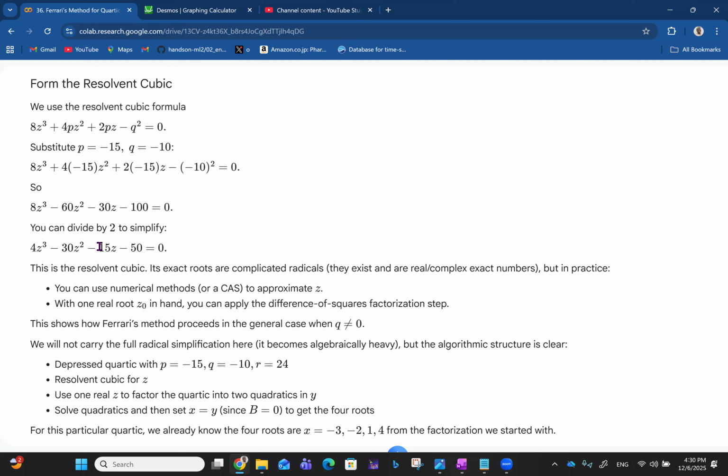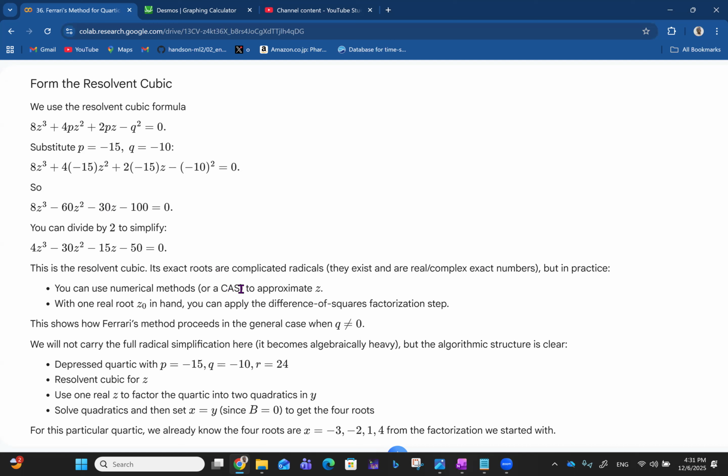You can divide by 2 to simplify. We cannot divide by 4 because of the 30. So you have 4z cubed minus 30z squared minus 15z minus 50 equals 0. This is the resolvent cubic. Its exact roots are complicated radicals, so they exist as real or complex exact numbers. But in practice, you can use numerical methods or a CAS to approximate.